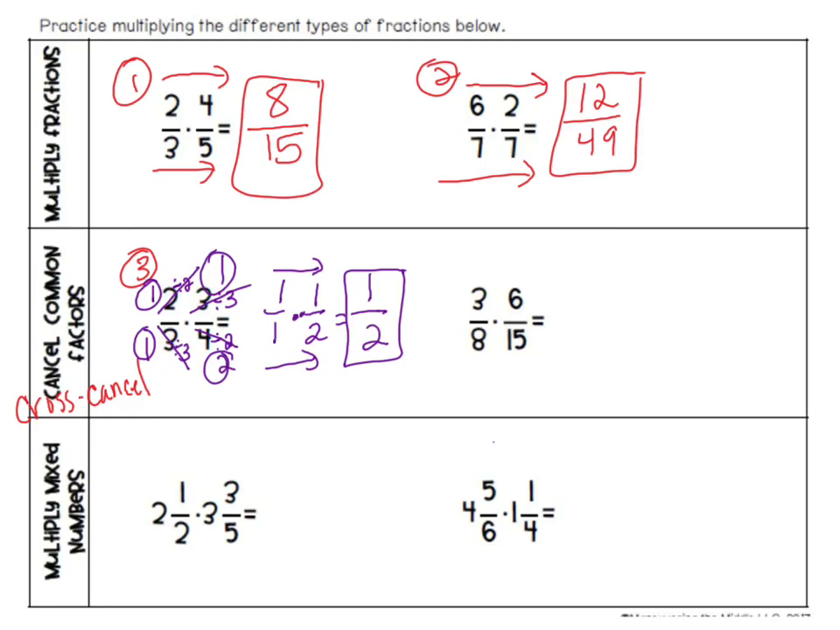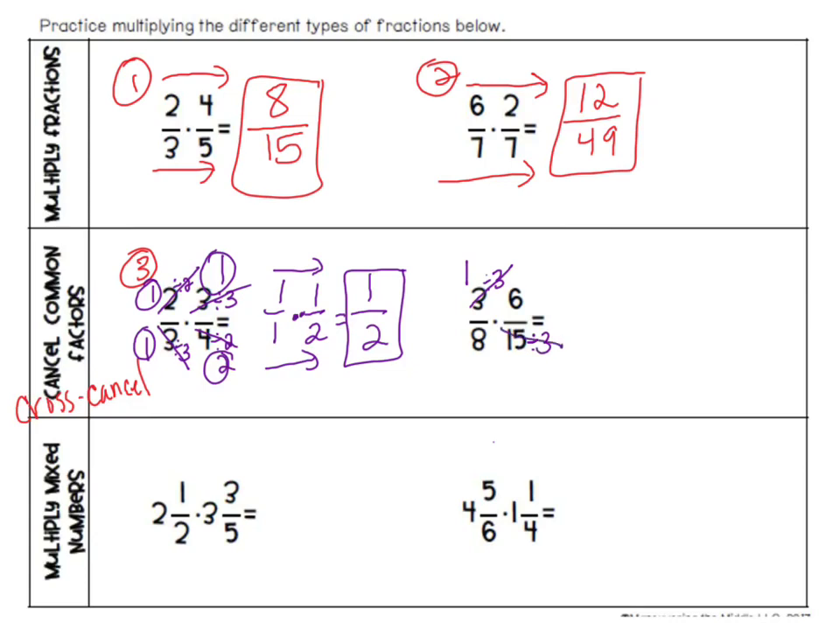So let's look now at this next one. This is also going to be a problem that we can cross-cancel. So let's look this way. We have 3 and 15. What can 3 and 15 both be divided by? Well, they can both be divided by 3. So I'm going to take 3 and divide by 3, and that'll give me 1.